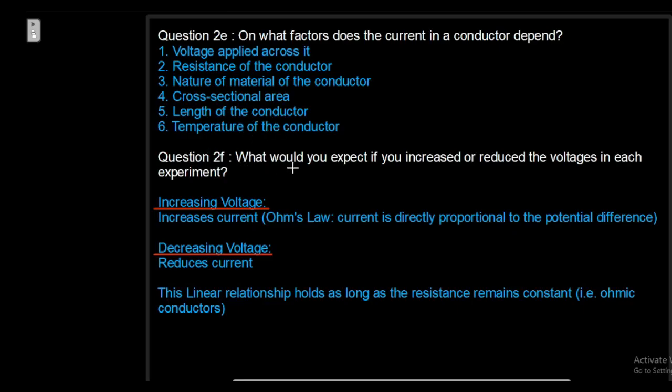Question 2F, they say, what would you expect if you increase or reduce the voltages in each experiment? Increasing voltage will increase current. This is Ohm's law: current is directly proportional to the potential difference. So an increase in voltage will cause an increase in current, whereas decreasing voltage will reduce current. This linear relationship holds as long as the resistance remains constant, so it is only applicable for ohmic conductors.